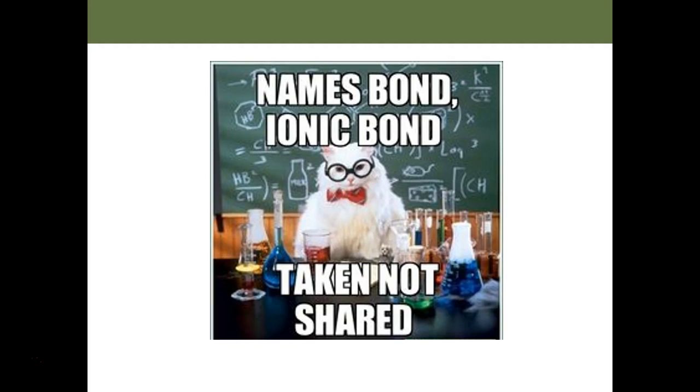Here's another ChemCat slide for you. Remember, in ionic bonds, electrons are taken, not shared. In covalent bonds, electrons are shared between atoms. However, they may not be shared equally, leading to polar molecules.